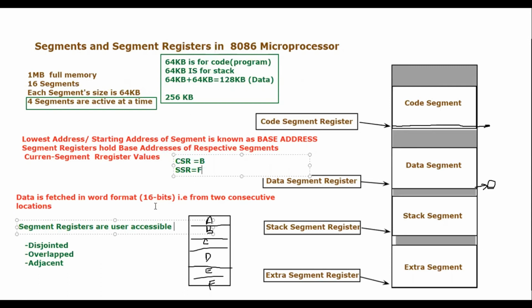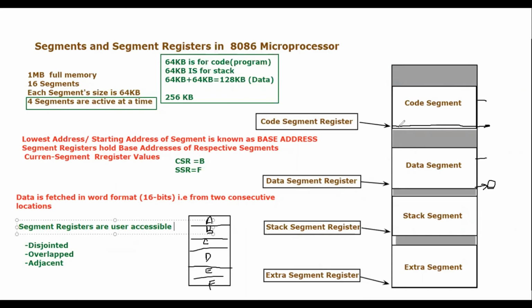One point that is remaining that we still need to discuss about segmentation is that these segments can be of three types. They can be disjointed. Disjointed means you can see that this code segment and this data segment are completely spaced, there is quite a far space between them. That is why they are called disjoint. They are not connected with each other.